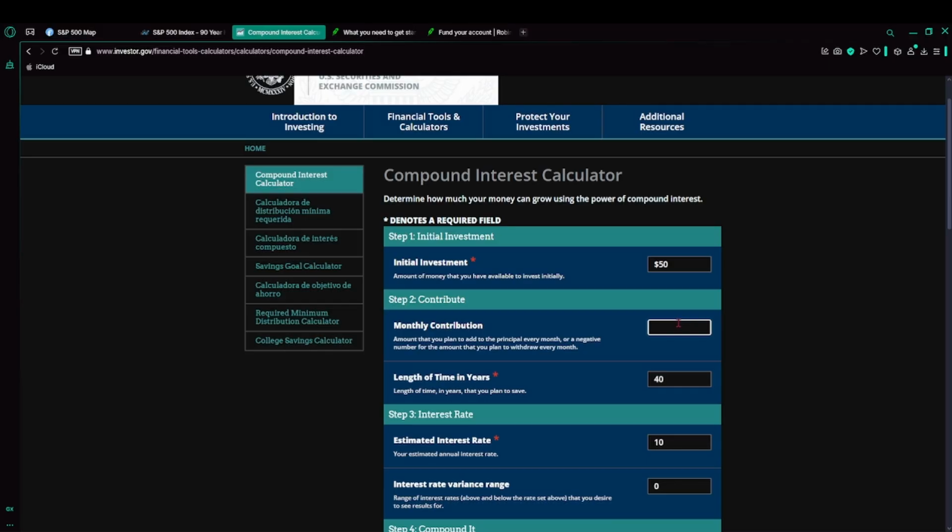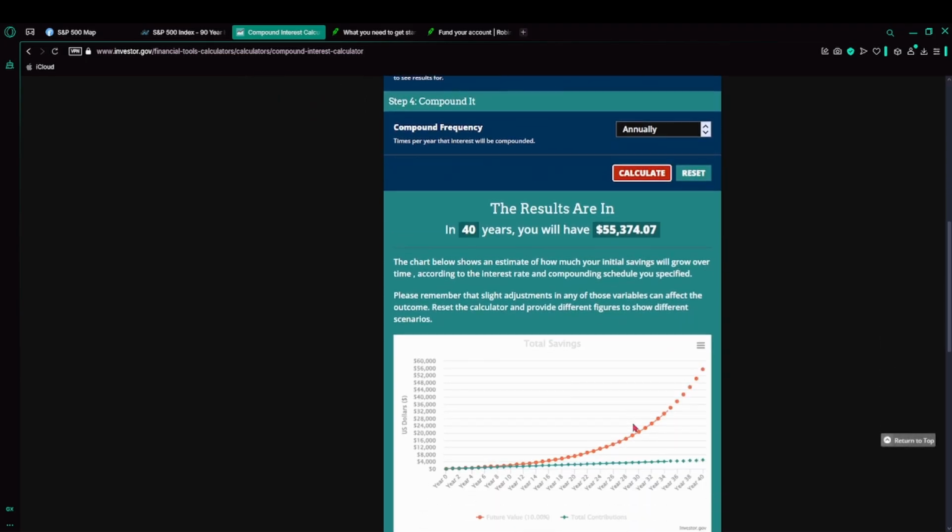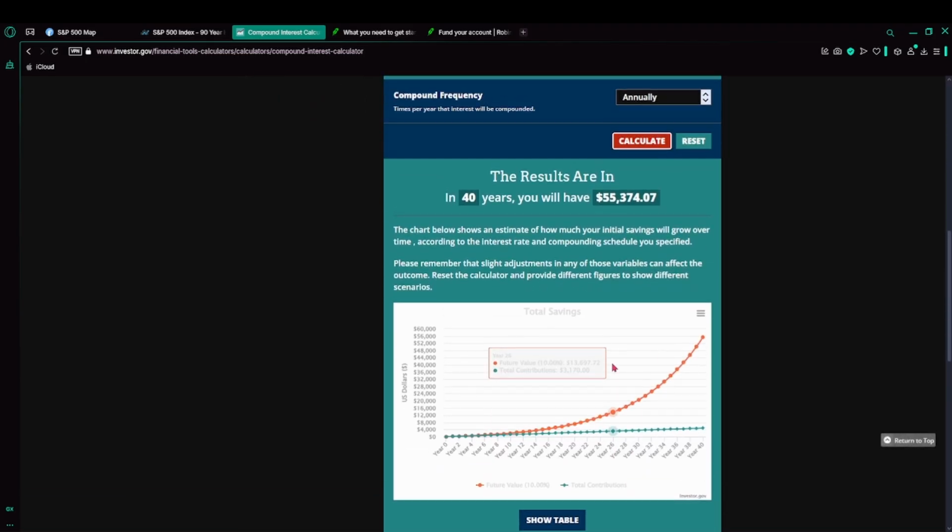But let's say we started contributing monthly $10 to this investment, just $10 every month. We go from $2,000 in 4 years to $55,374. It's just like compounding your money. It never ceases to lose.